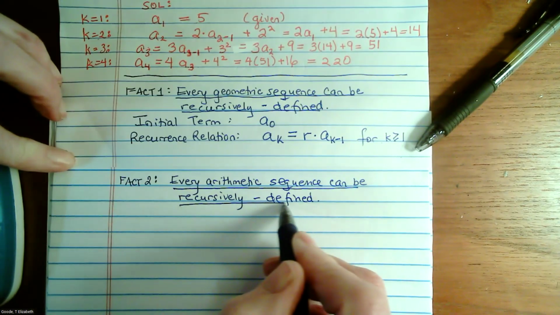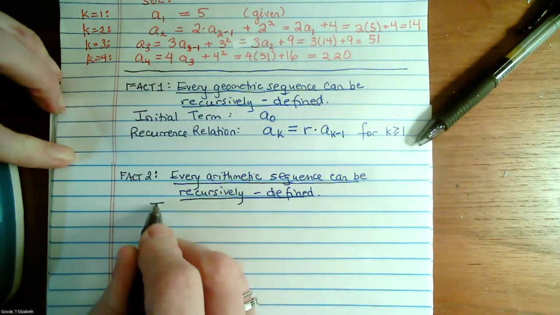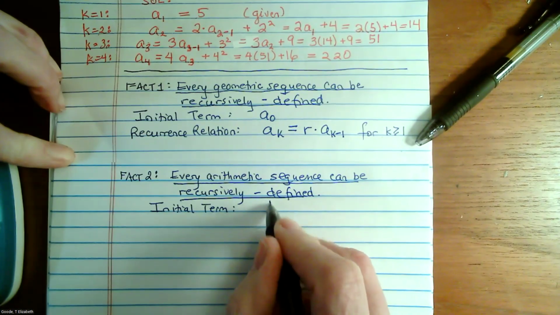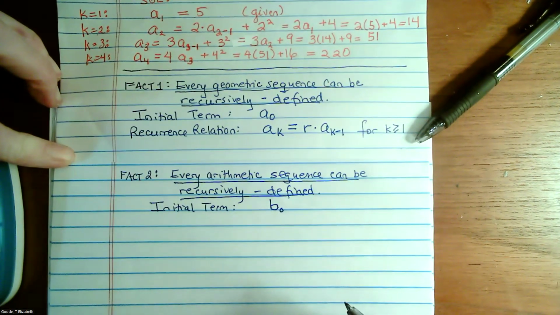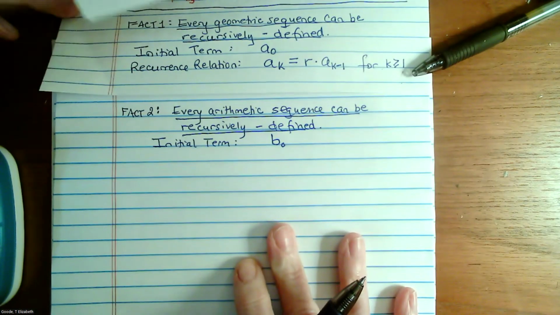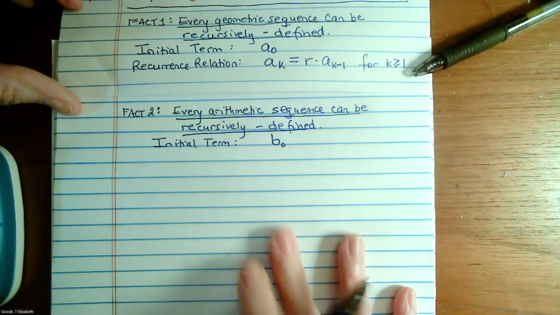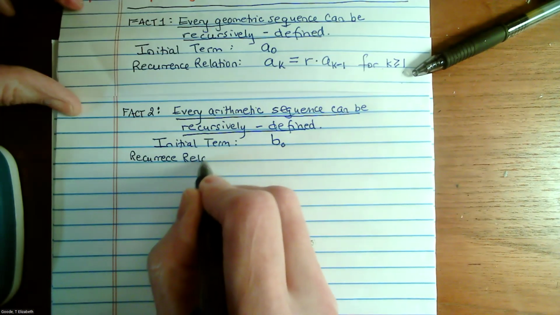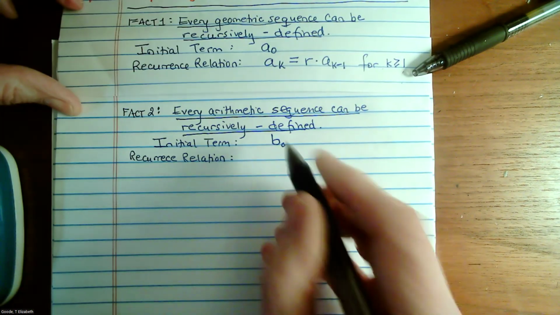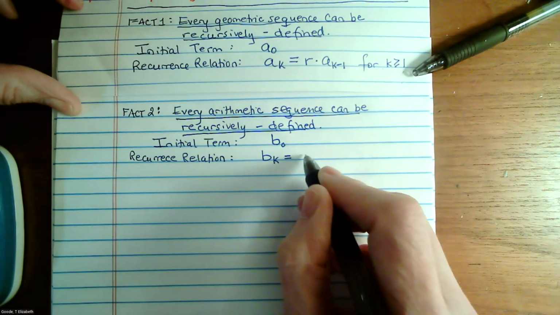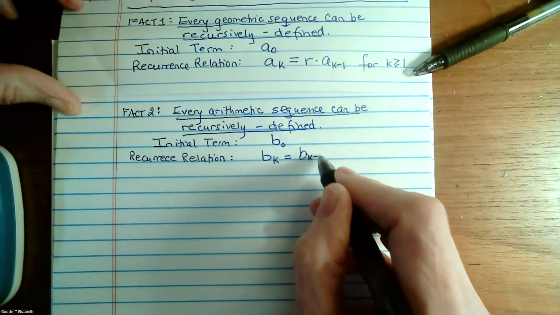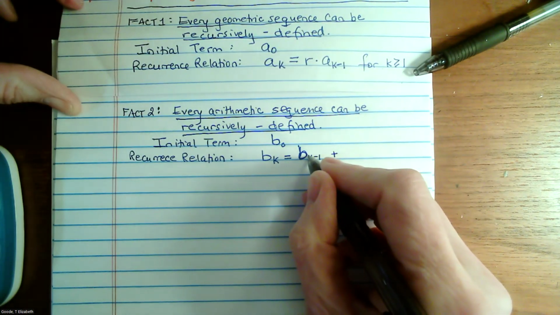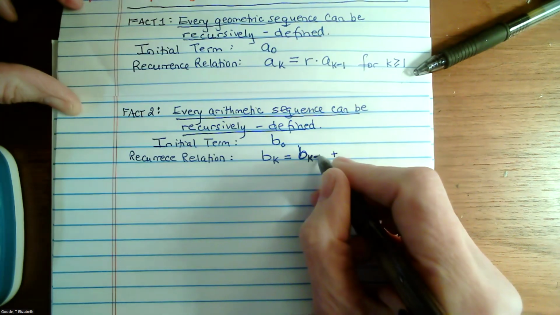In the same spirit as the geometric sequence, with the arithmetic sequence, we are given an initial term, and it's often indexed with a 0. I'll call it b sub 0 just for a little bit of variety here. And then the recurrence relation is adding the common difference to a term to get the next term. So b sub k is equal to the term b sub k minus 1. I almost made that an a. See that? Plus that common difference that we usually call d.